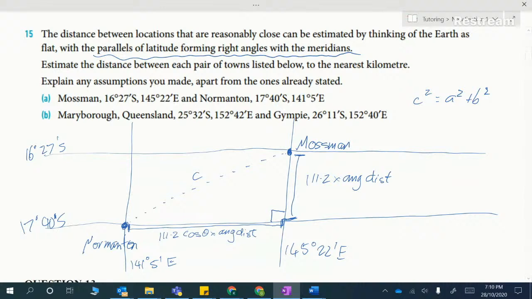So that's not a correct assumption, so it's not going to be an accurate answer. It will get you close to an answer, but it's not fully accurate. So I think that's what they're going with when they say explain any assumptions you have made. So you're assuming that it forms a right angle triangle. You're assuming that the lines of latitude and longitude are at right angles with each other. So you're making a lot of assumptions there, and they're not necessarily accurate assumptions.